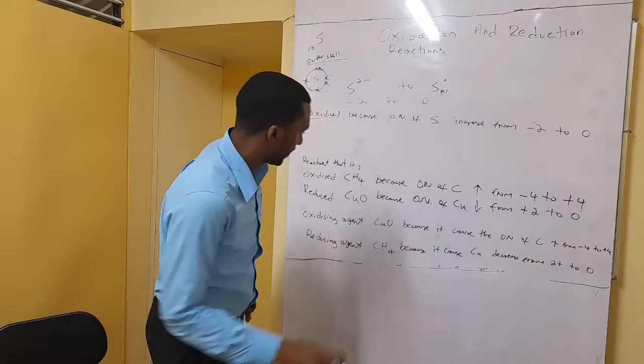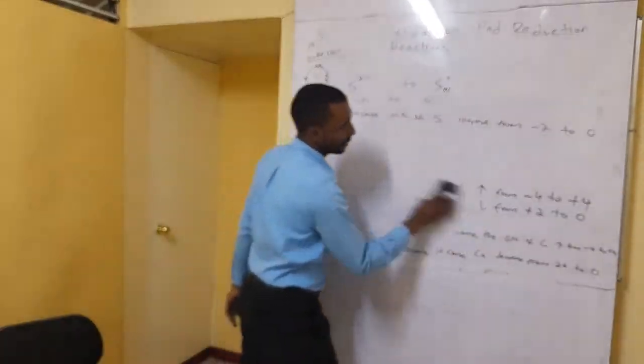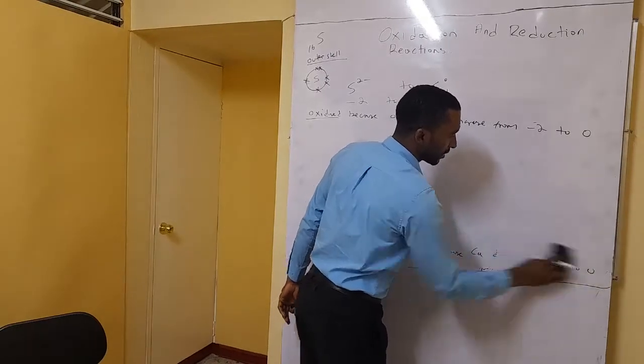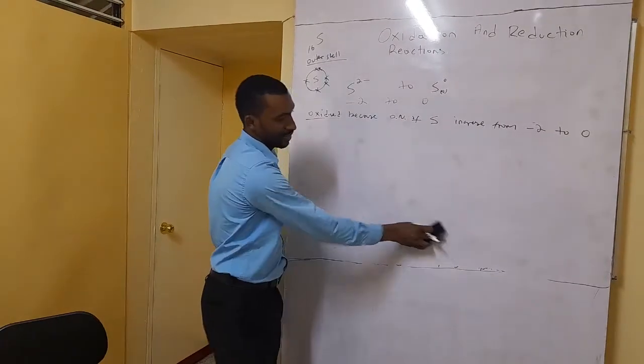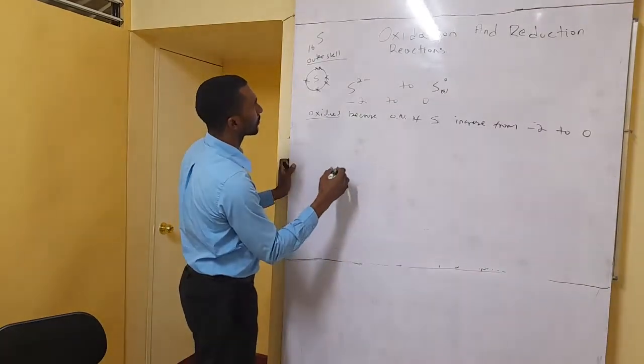I'm just writing it down here for understanding purposes. I'm trying to show you why, if you know the definition in terms of increase or decrease in oxidation number, in the exam you can actually reason out the electron loss or gain.